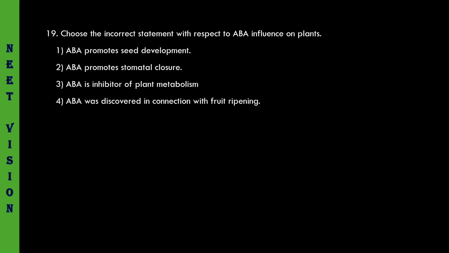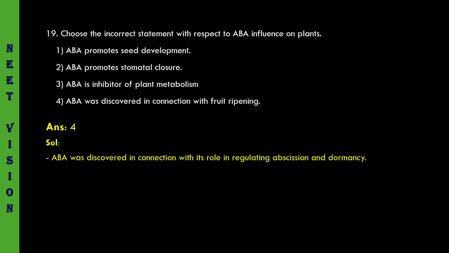ABA is an inhibitor of plant metabolism. Yes. ABA is a growth inhibitor and also an inhibitor of metabolism. So 1, 2, 3 are correct statements. ABA was first discovered in connection with fruit ripening. This is the incorrect statement. ABA was discovered in connection with abscission, senescence and dormancy, but not fruit ripening. Ethylene was discovered in connection with fruit ripening. So the fourth option must be the incorrect statement. Let us see. The fourth one is given: ABA was discovered in connection with its role in regulating abscission and dormancy.